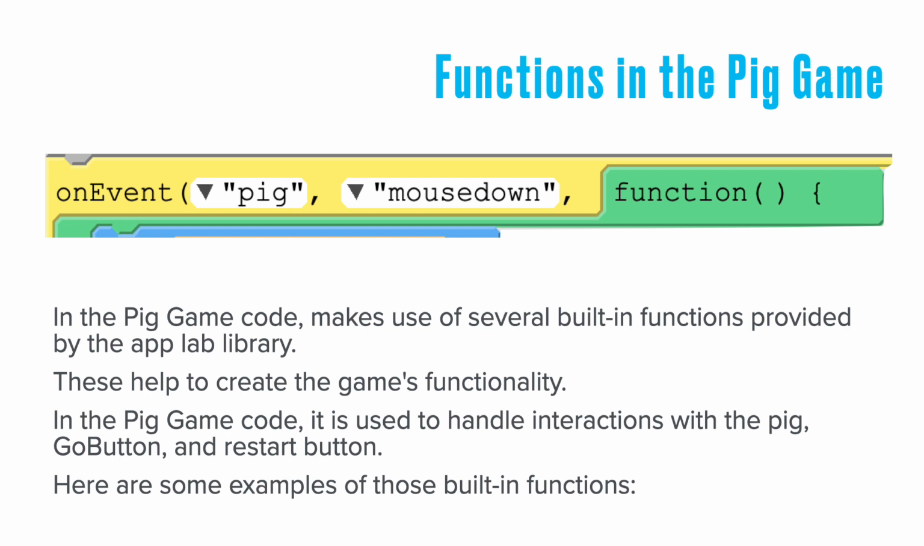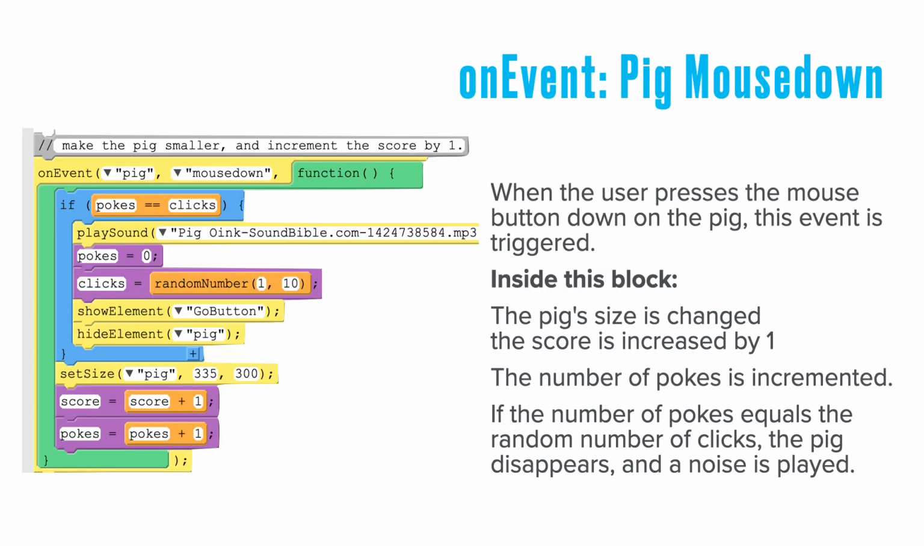Here we can see one of the functions that we're using. The function is where the pig is acted on, that is, the mouse is down on it. So you move the mouse over the pig and you click the mouse down. So let's actually see what happens in the game. When a player clicks the pig, the mouse down event is triggered. Inside this block of code, the pig's size changes, the score increases, and the number of pokes goes up. If the number of pokes matches the random number, the pig disappears and makes a noise.